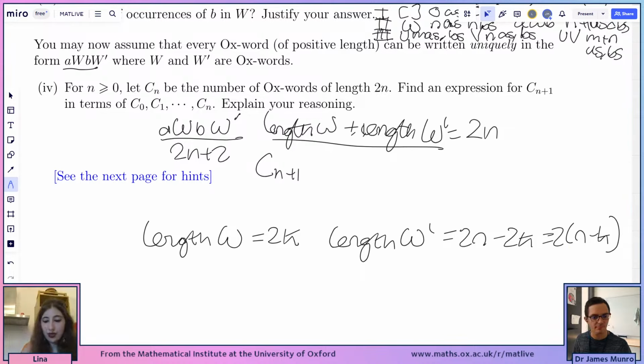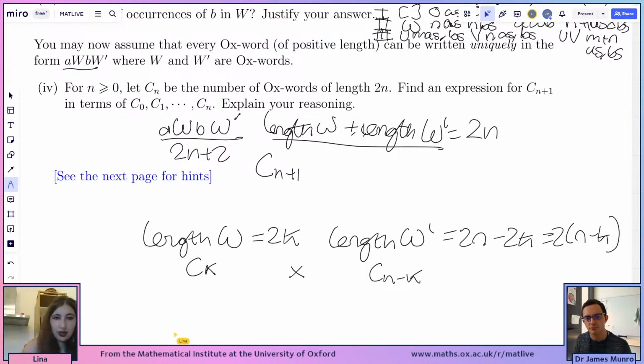So now we want to look at every single W and W dash combination. We want to look at the number of ways we can get a word of length 2k. So this is going to be Ck ways. And the number of ways we can get a word of length 2 times n minus k is going to be Cn minus k ways. And the number of ways we can put these together is going to be Ck times Cn minus k. And we want this for every k from 0 to n.